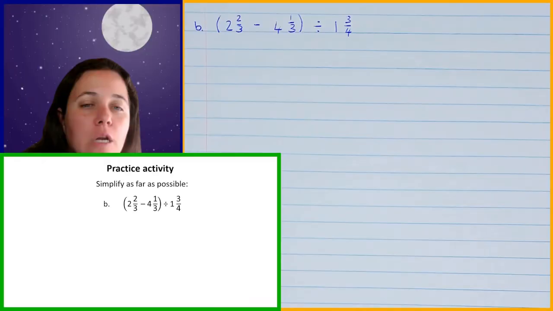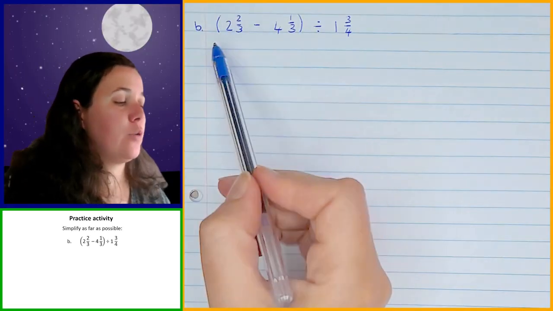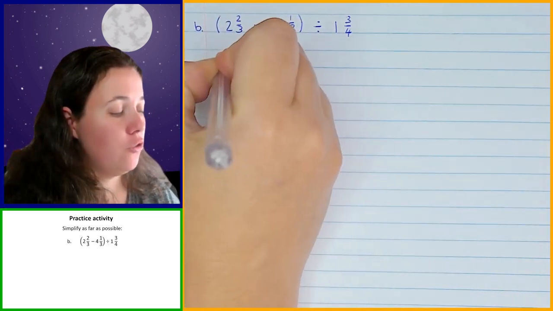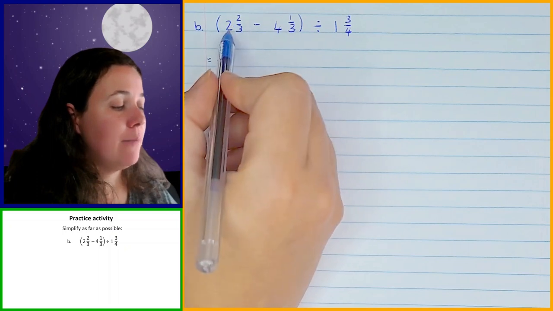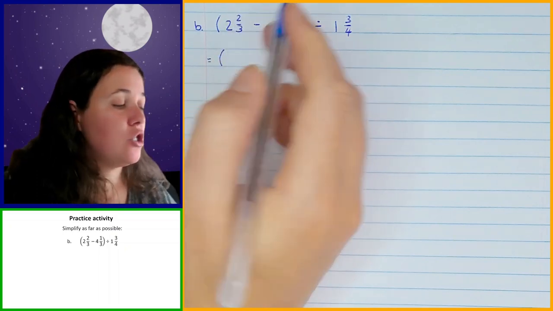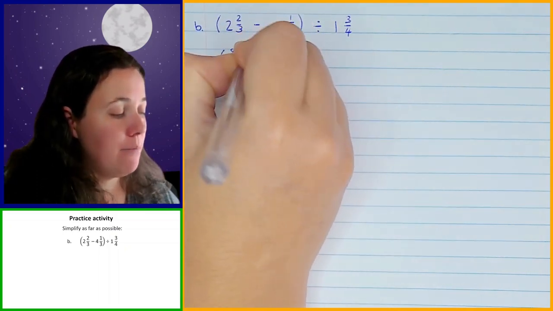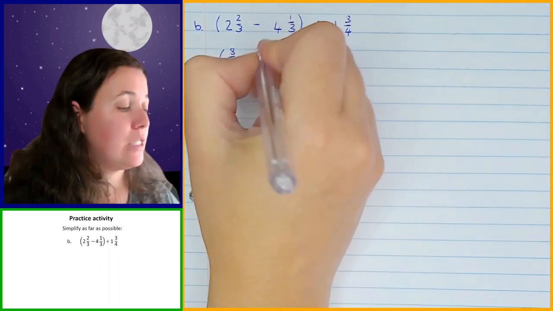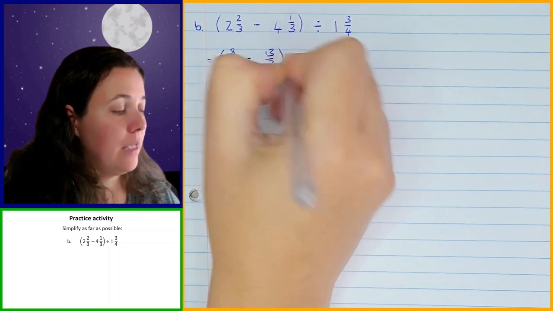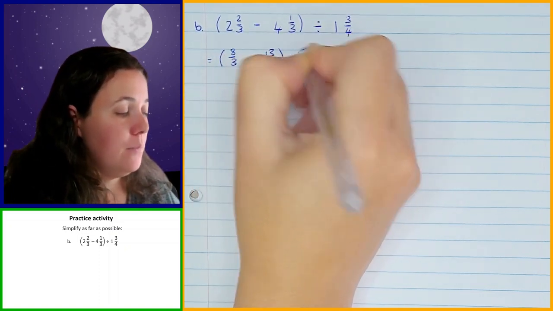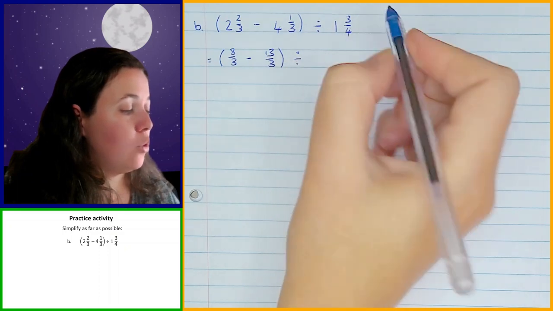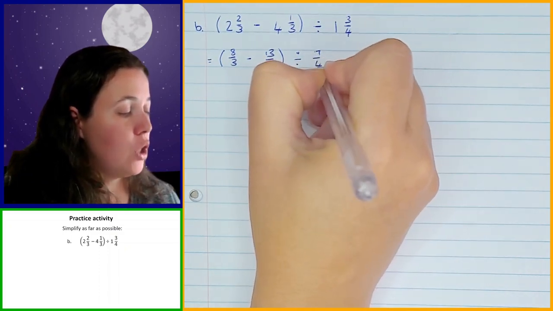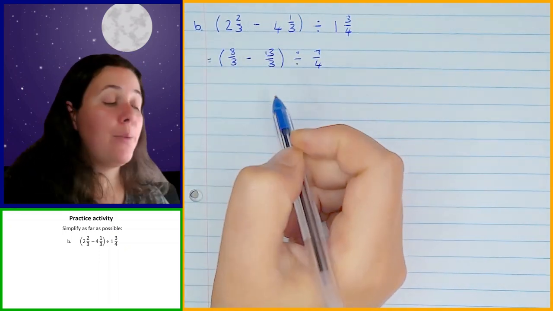Okay, so let's go through that question. First of all, when you get a question like this, you need to convert any mixed numbers to improper fractions. So I'm going to start off by changing the 2 and 2 thirds by saying 2 times 3 is 6, plus 2 is 8. So that's 8 over 3 minus 4 and a third: 4 times 3 is 12, plus 1 is 13 over 3, divided by 1 and 3 quarters: 1 times 4 is 4, plus 3 is 7. So that's what you should have got first by converting everything to improper fractions.